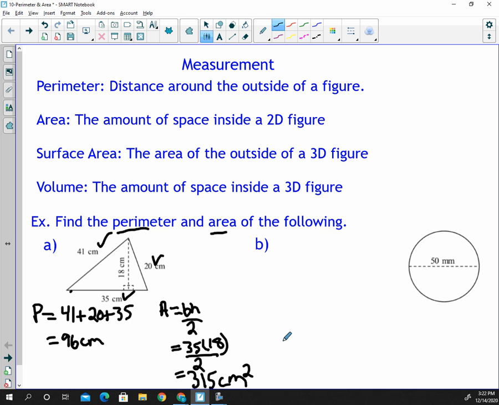Let's move on to the circle. So the circle here, again, just a reminder, we call the perimeter of a circle the circumference. Two ways to do that one. We can either do pi times the diameter. Maybe we'll do both so you can see how they're the same. Let's try that again.